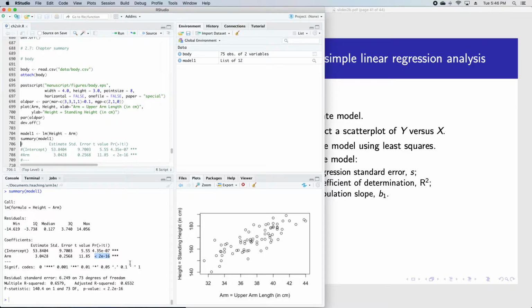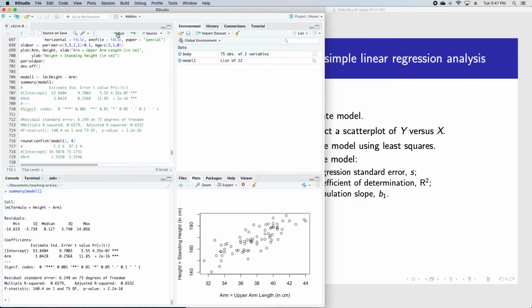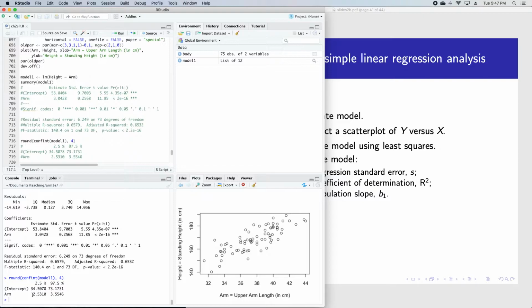If I was to do a one-tail test here, an upper tail test, the p-value for that would be half of this two-tail p-value. So again, a number that's essentially 0, and I would conclude that there's strong evidence of a positive linear association between these two variables. The other thing I could do here is look at a confidence interval for the slope, and that's given by these two numbers here. So I can say that I'm 95% confident that the population slope B1 is between 2.53 and 3.55.